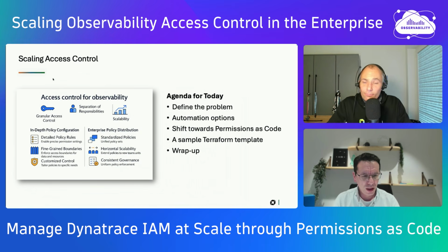Just a quick overview on the agenda. We're going to clearly define the problem facing many organizations today, offer some of the automation options available to us, and hopefully choose one, and highlight the general shift towards permissions as code. Why would you consider that? And then a little bit more focus on one of the options available, which is Terraform, the industry standard when it comes to infrastructure/configuration as code. And finally, we're going to wrap up with some final best practices.